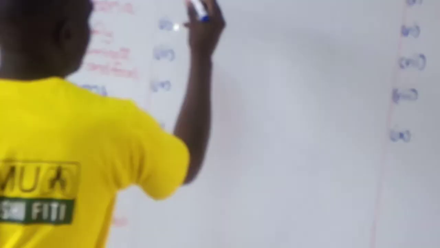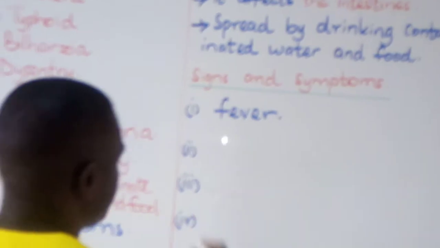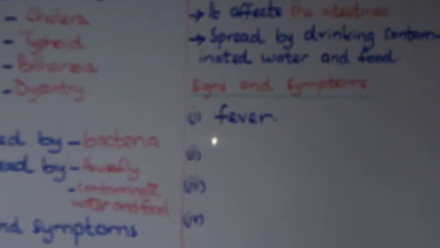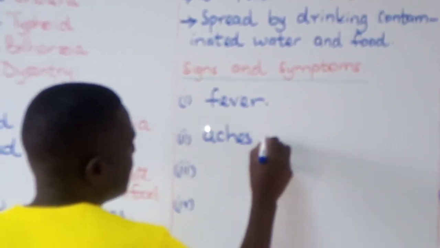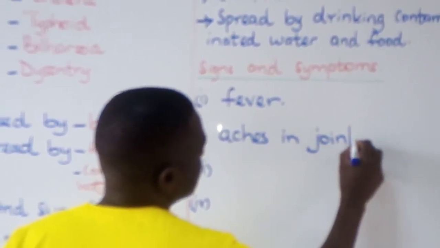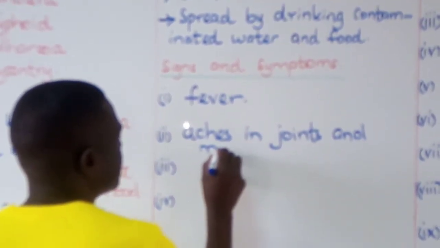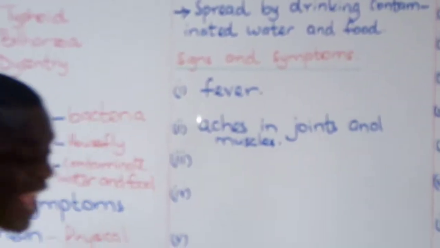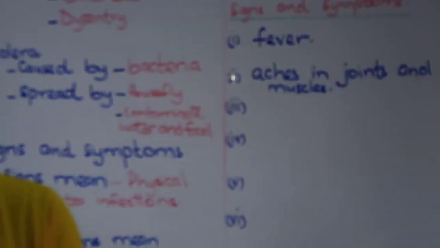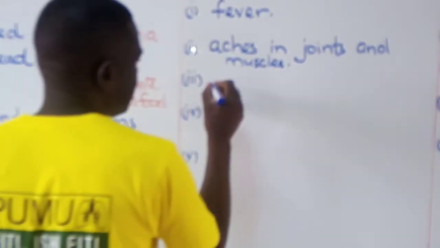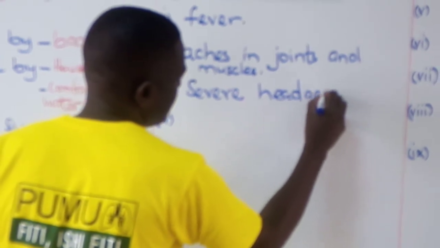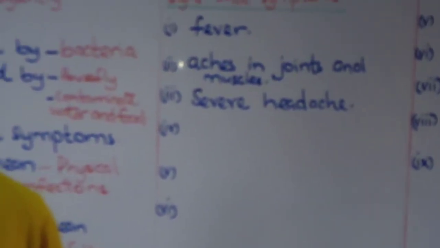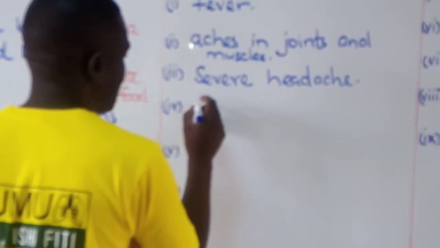So today, we look at the signs and symptoms of typhoid. Temperature, fever is one sign. The temperature rises, so the patient becomes feverish. Joints and muscles ache. They begin to ache. You feel some pain in joints and muscles. Severe headache. Sometimes there are skin rashes.